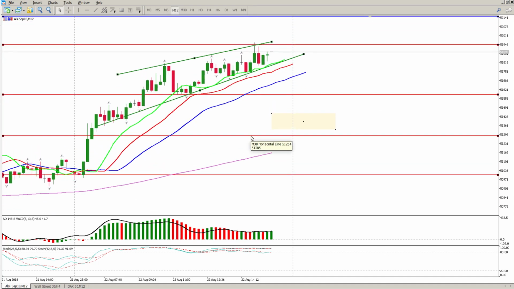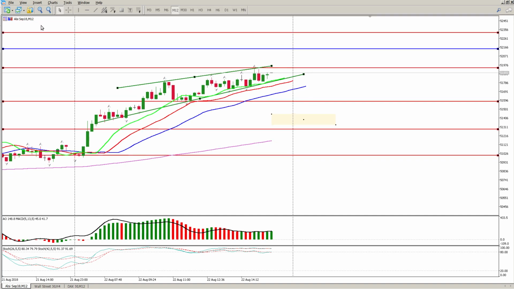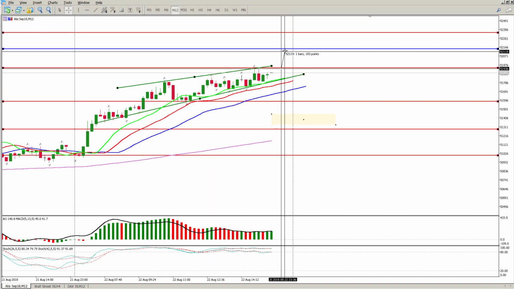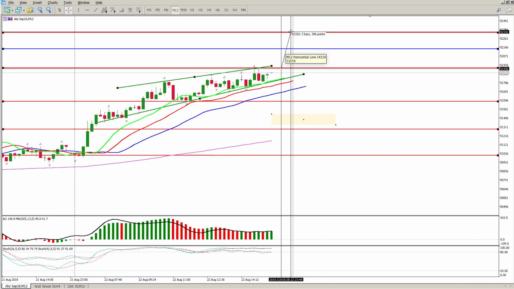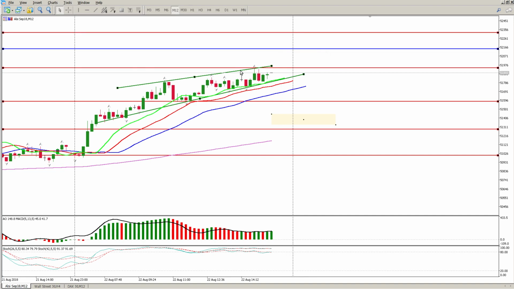Okay, so that's my take on the Aussie today. I'm looking for shorts, but if we do break this wedge to the upside, I will trade it to the upside, but really only looking for a 200-point trade and then a 390, probably a 380-point trade to the upside if we do break up.